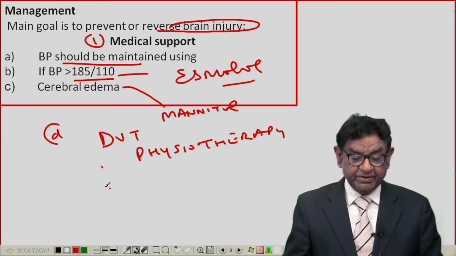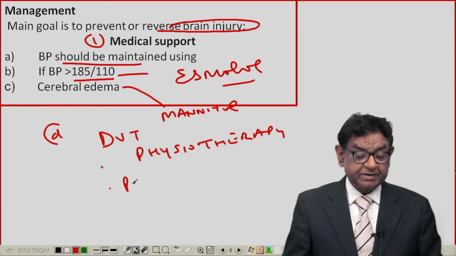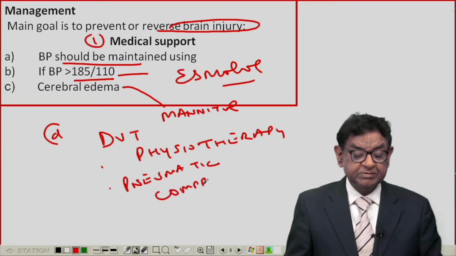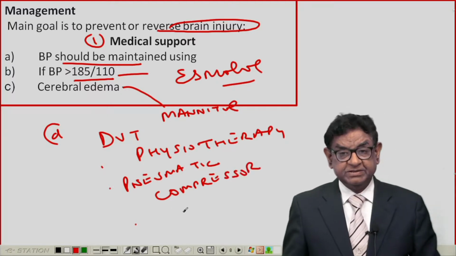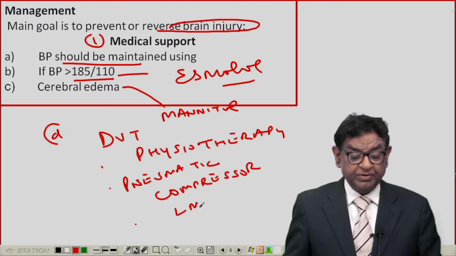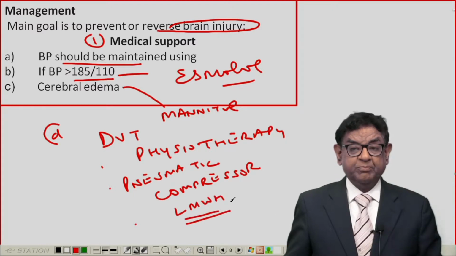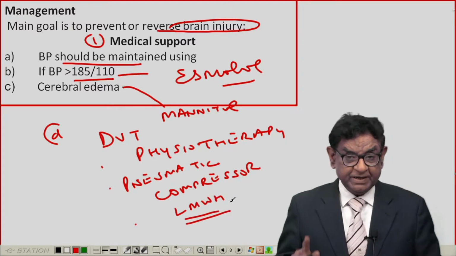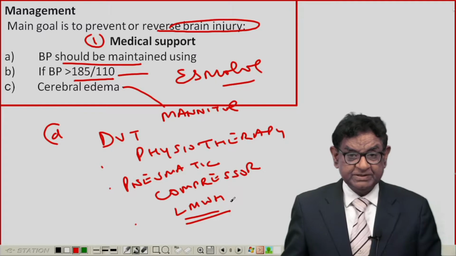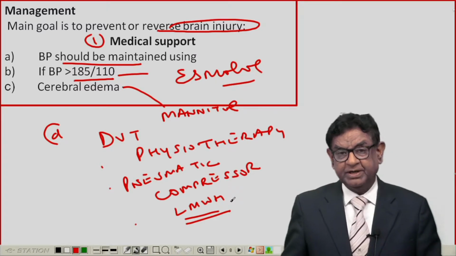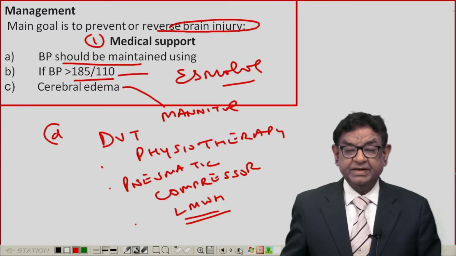Maybe we give pneumatic compressors, or even we can start low molecular weight heparin. But point to be noted, low molecular weight heparin is only for deep vein thrombosis. It has got not much role in clot in the brain.